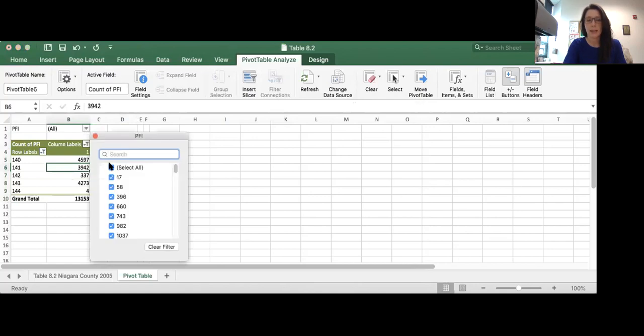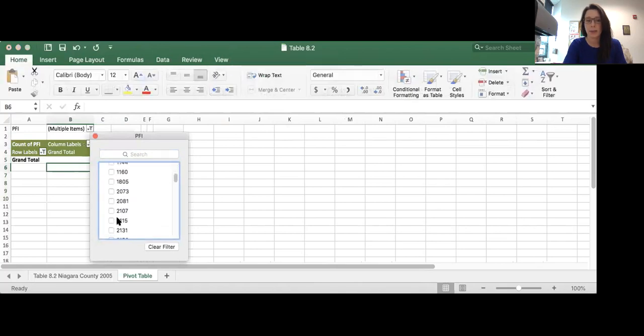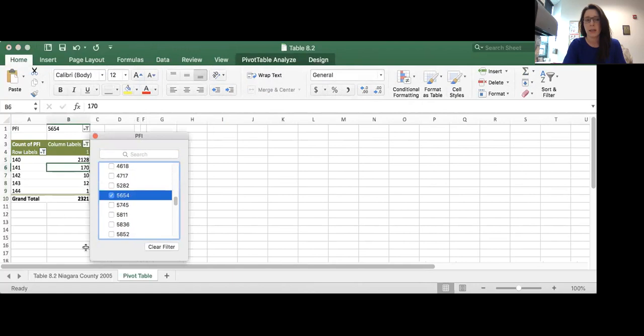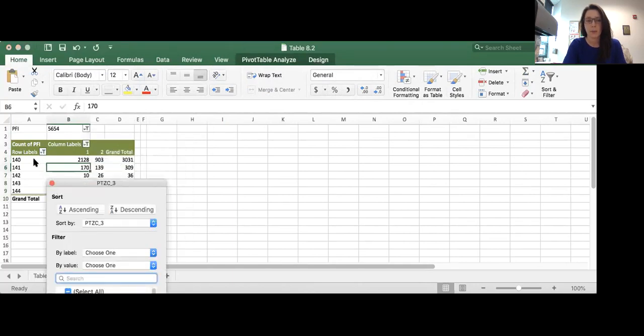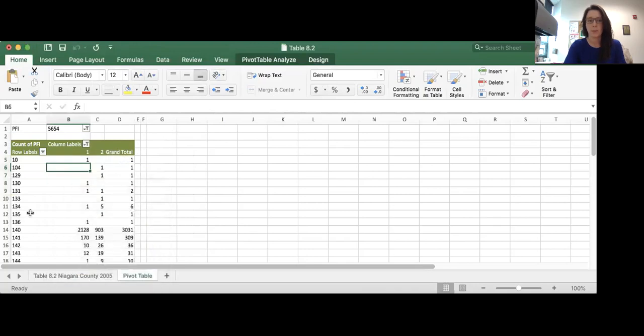So again, if we're going to click on the pivot table here, the first thing we want to do is, and I had selected all of these, we actually want to go back, we want to deselect all, and we only want to select Lockport Memorial Hospital. And that is Lockport's PFI, 5654. So we're just going to click on that, and we're going to actually go on our row labels, and we're going to select all of the three-digit zip codes here.